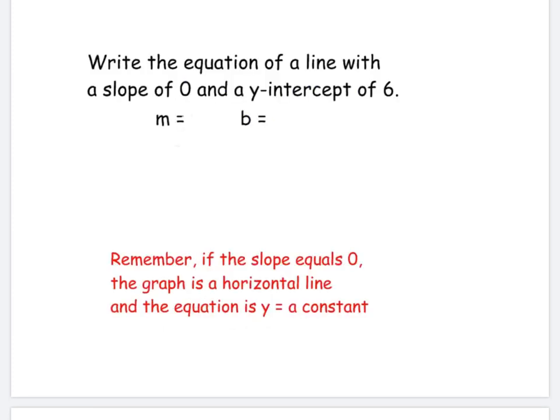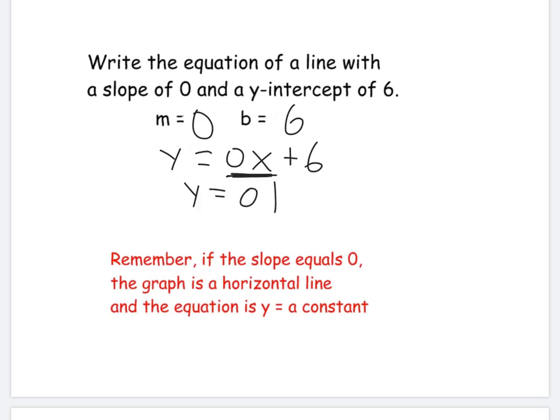If we have something like this one says write the equation of a line with the slope of 0 and a y-intercept of 6. So that means my m is 0 and my y-intercept, or my b, is 6. So my equation would be y equals 0x plus 6. And remember, 0 times anything is just 0. So it's really y equals 0 plus 6, which is y equals 6. So my final equation is y equals 6.